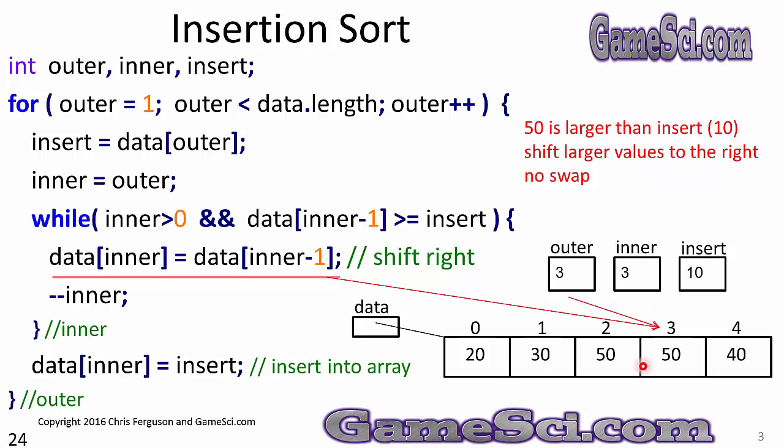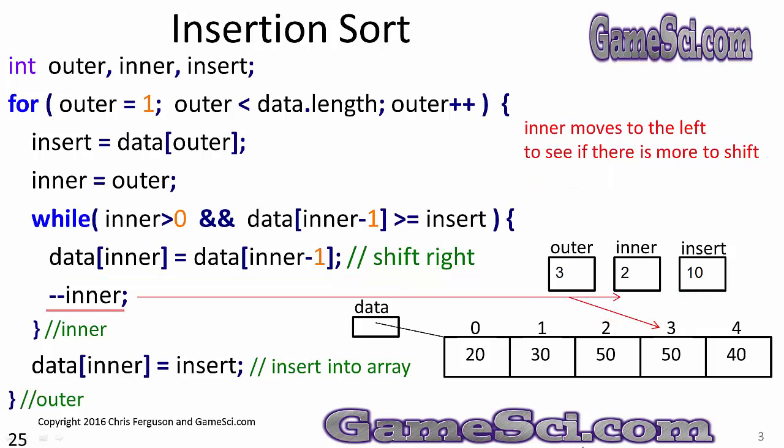There's no swap required. I didn't swap to get 50 moving over there. I just did a single assignment and the 50 shifted over. Notice how the 50 wiped out the 10. That is not a problem because 10 is safely in that insert variable. We'll do minus minus inner. Inner moves to the left to see if there's more values to shift. And I have a feeling there are. Inner just moved to position 2, and we will be looking at numbers to the left of that.